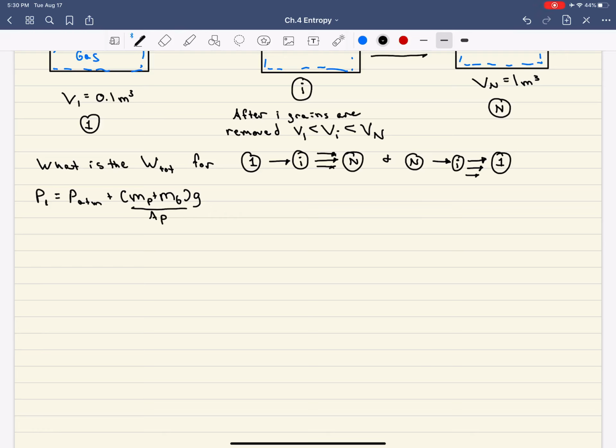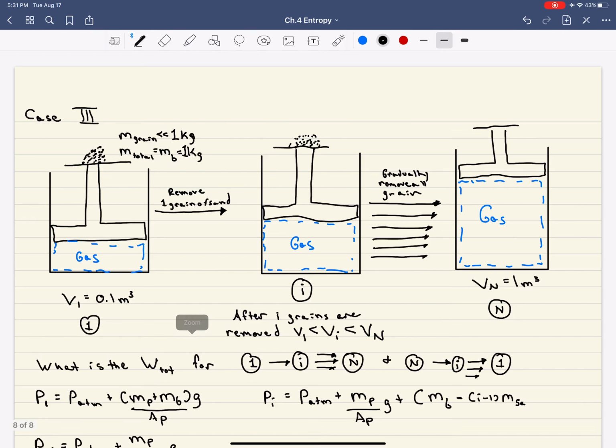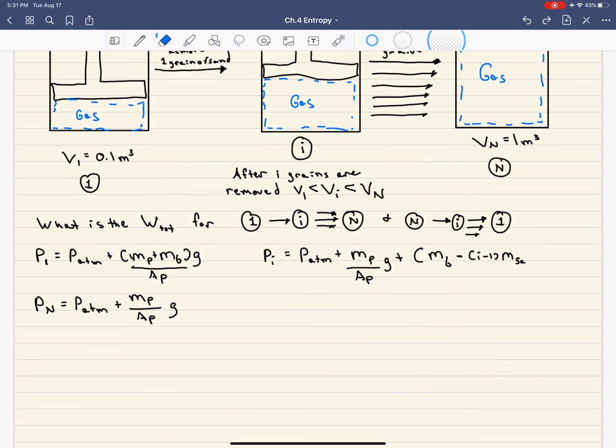And if we calculate the pressure at the end, in the end state, it's going to be equal to this. But in those intermediate states, P_I, the pressure is going to follow this relationship, where it's the total mass of the pile, M_B, and then minus essentially the mass of sand, or the grain, I call it M_grain, the mass of each grain that you're removing. Okay?